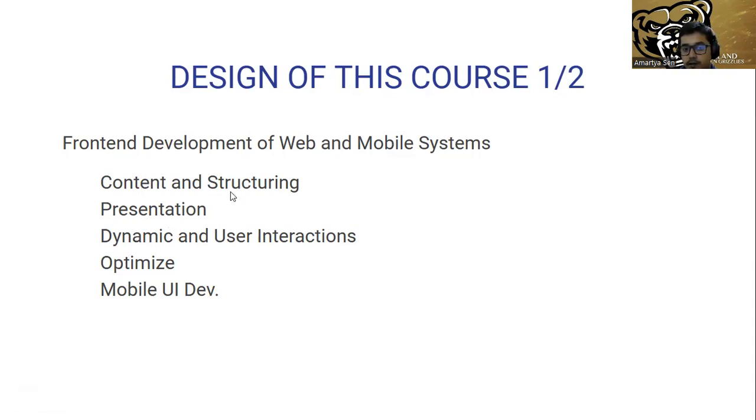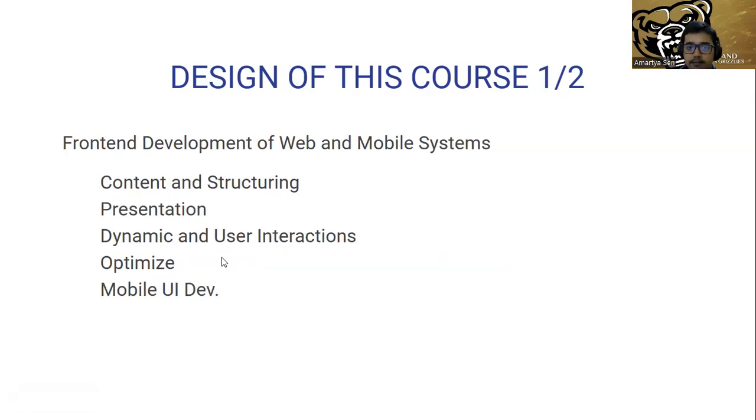So the first module is about content and structuring. The second module will be about presentation, and then of course, how to optimize the code for implementing presentation. Then how to make your interfaces, your UIs, more dynamic in nature, how to manipulate them, and how to incorporate user interaction, how to allow users to interact with the UI that you create. Then the fourth module will be to optimize the process of making your UIs dynamic and incorporating user interactions. And then finally, we will wrap this course up with mobile UI development, okay?